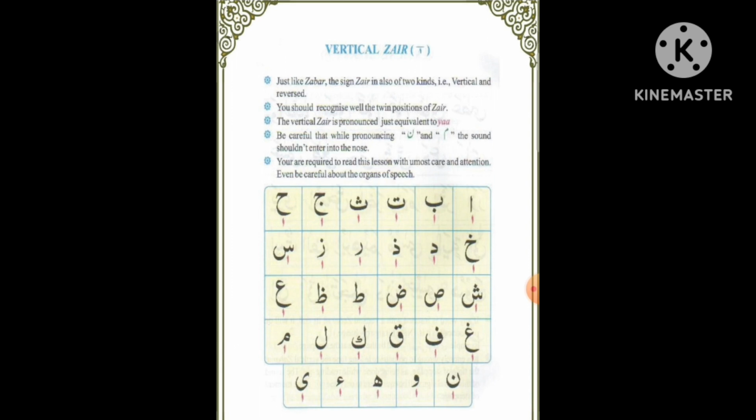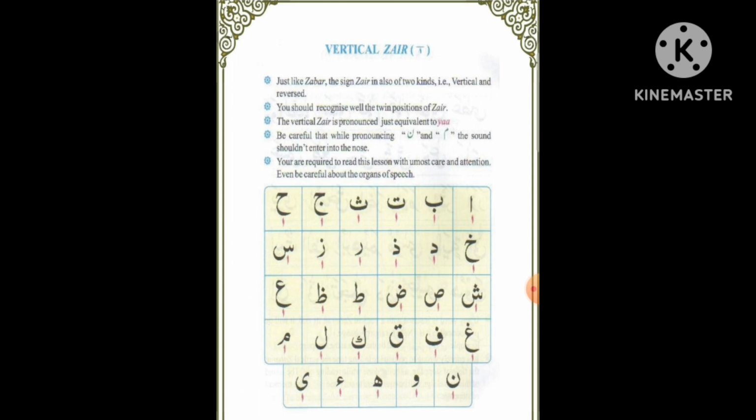To differentiate between the zabar and the vertical zabar, the zabar should be read quickly and smoothly, whereas the vertical zabar, because it is a long vowel sound, should be dragged. So how did we read that? Alif khada, alif vertical zabar, a, ba vertical zabar, ba, our mouth was wide open.